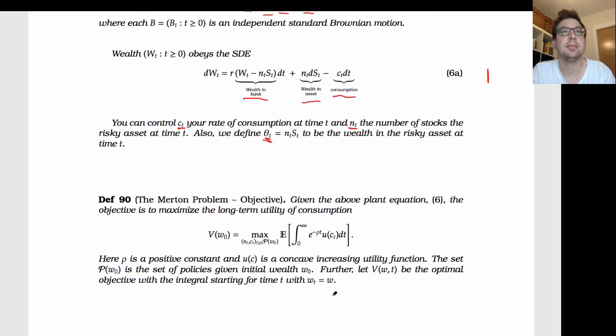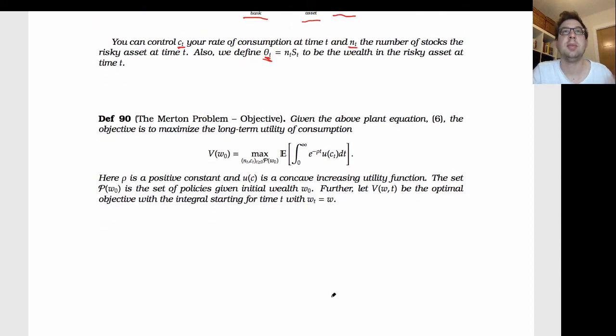So next, we need to have some sort of idea of what objective we're going to look at. Given the above equation 6, our job is going to be to maximize the long-term utility of your consumption. So here I've got some function u, and you probably haven't covered too much about utility functions, so let's just discuss that for a second. A utility function is a sort of a value that you get for having some amount of money or wealth or capital or consumption in this case.